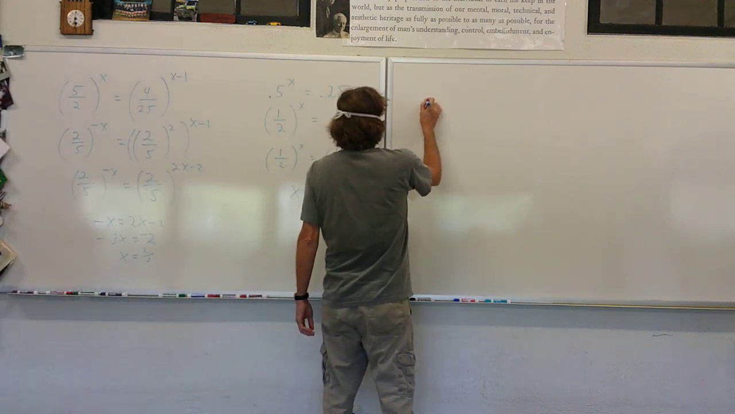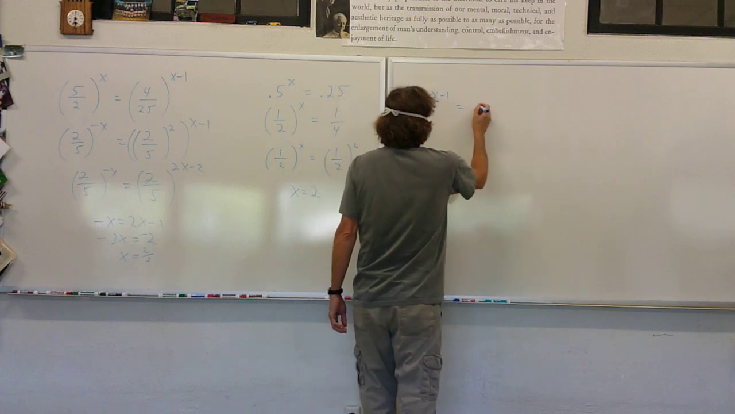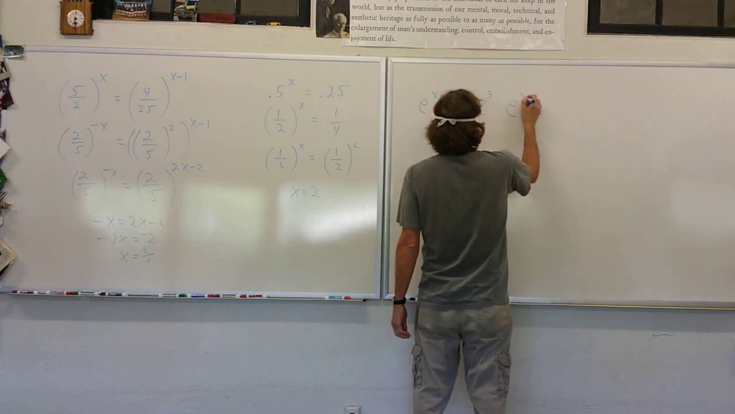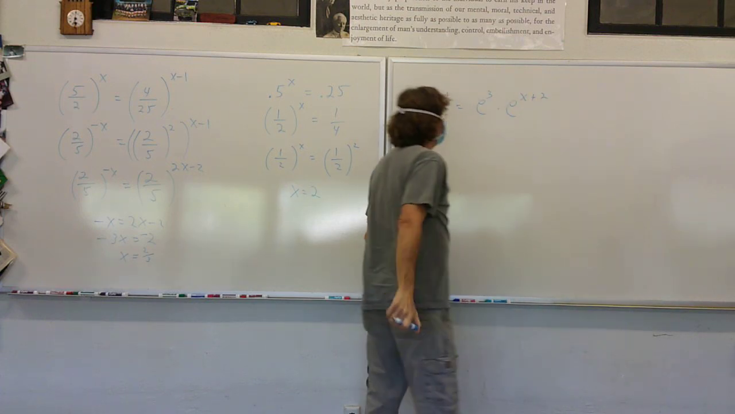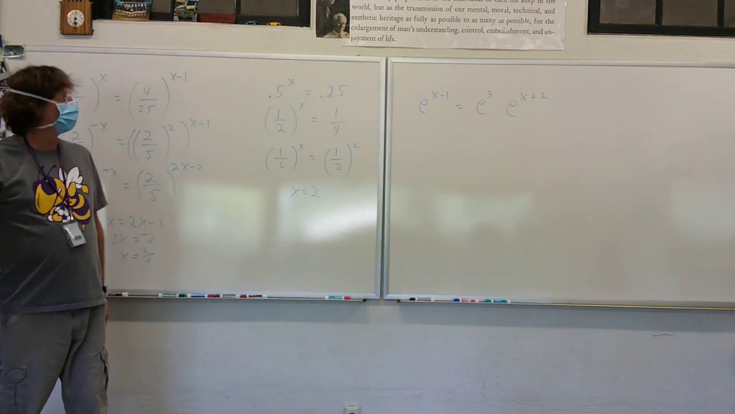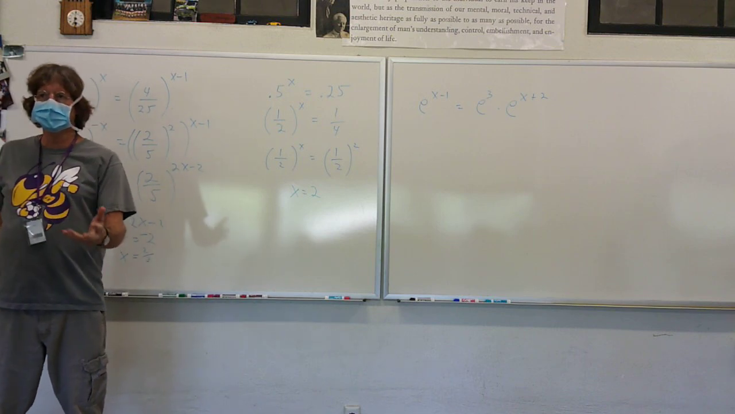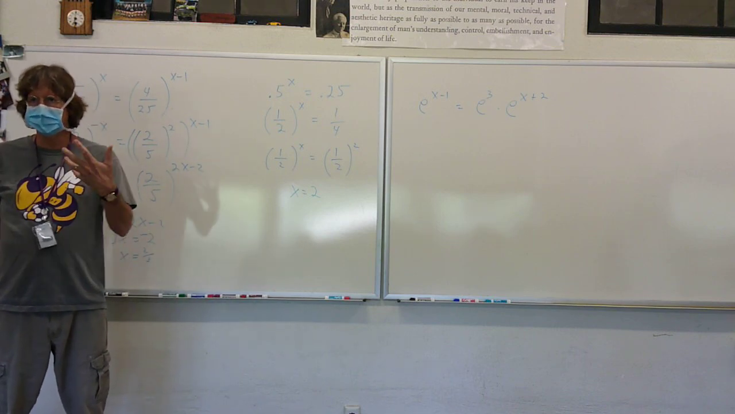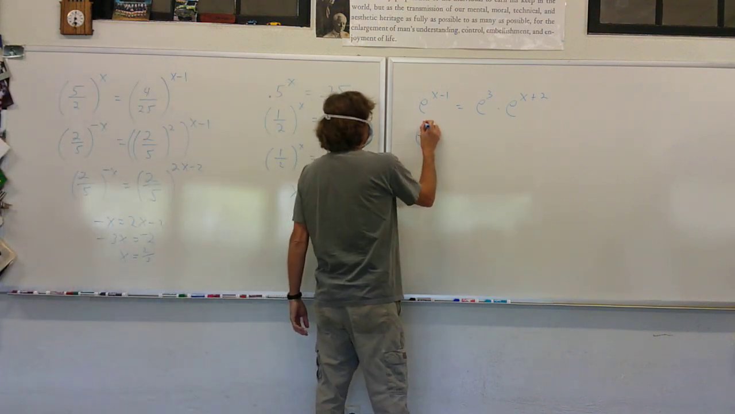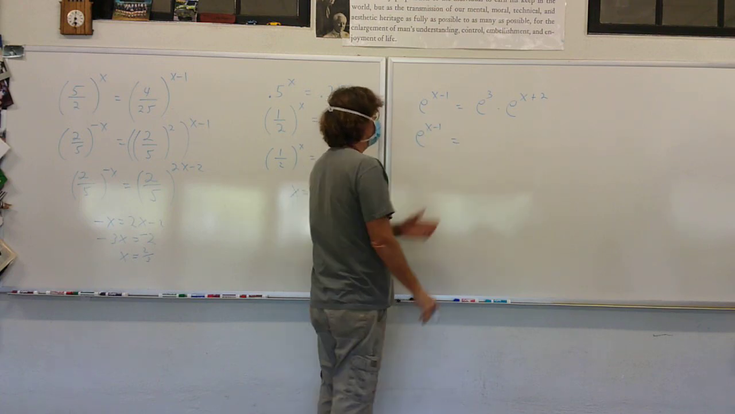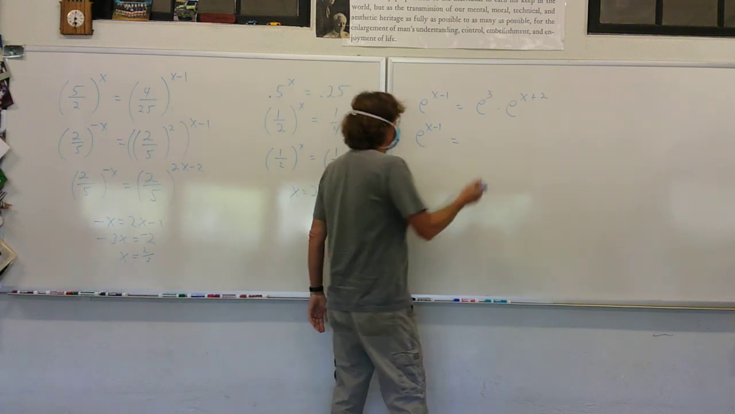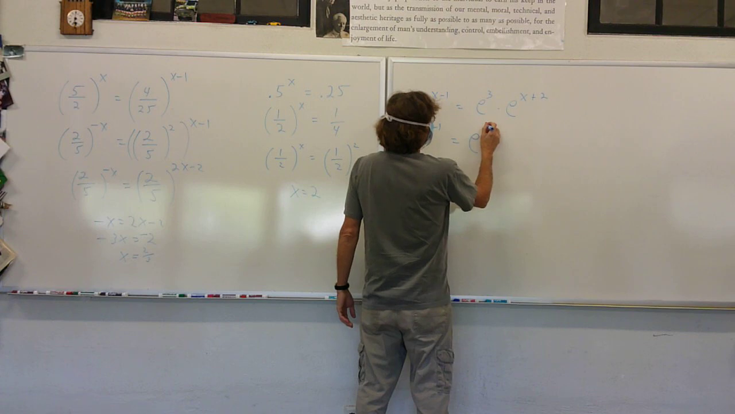Okay. e to the x minus 1 equals e to the third times e to the x plus 2. All right. Even if you don't know what e is, you know that both bases need to be what? e, right? And you can make the base on the right be e by multiplying these two together. And what do you do to the exponents when you multiply them? You add them. So you'll get e to the 3 plus that.